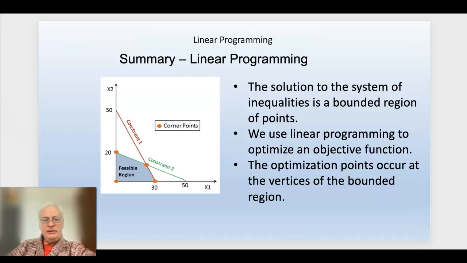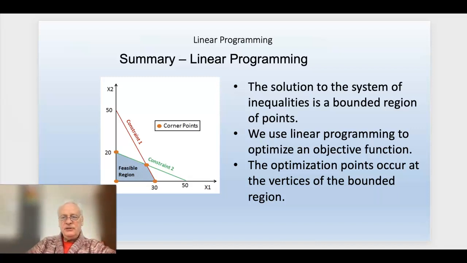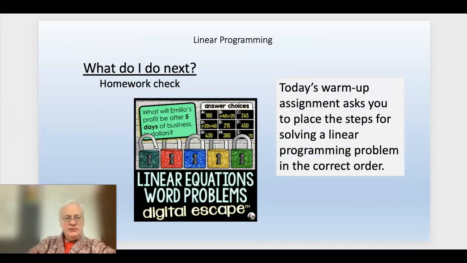Okay, just as a quick summary. Again, the solution to the system of inequalities is some bounded region of points. And we use linear programming to optimize some objective function. All right, these occur at the points, at the intersection of the constraints. It occurs somewhere there. All right, the optimization point, again, occurs at the vertices of the bounded region. You just don't know which one. So you try them all.